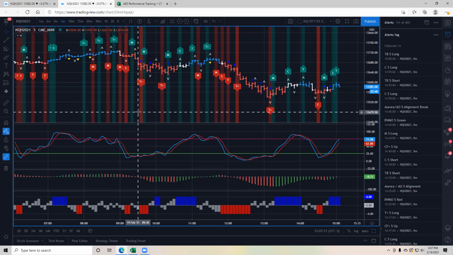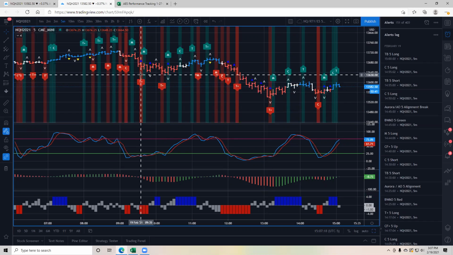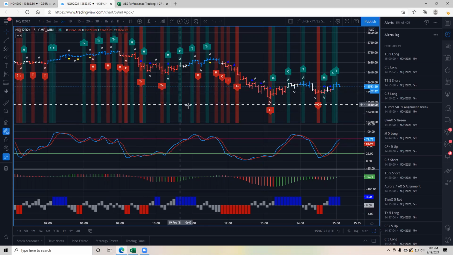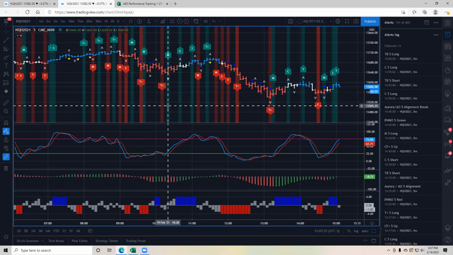System is very easy to trade. It's very easy to recognize the signals. They're presented to us in colored highlighted vertical bars. Red bars mean likely to move lower, green bars mean likely to move higher, and it's really as simple as that.